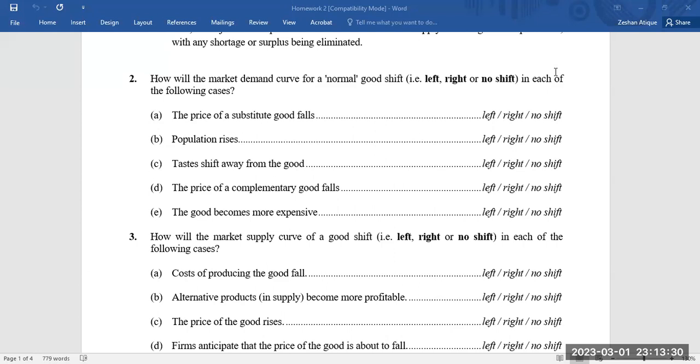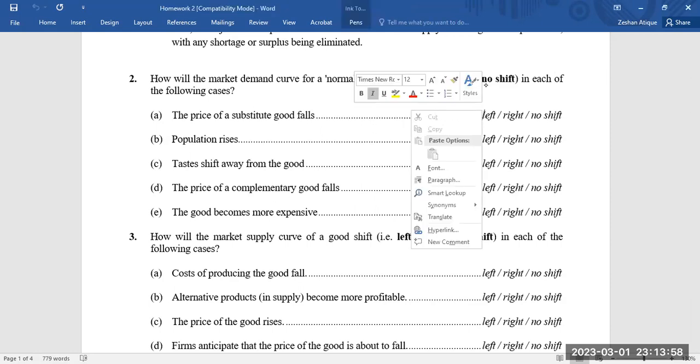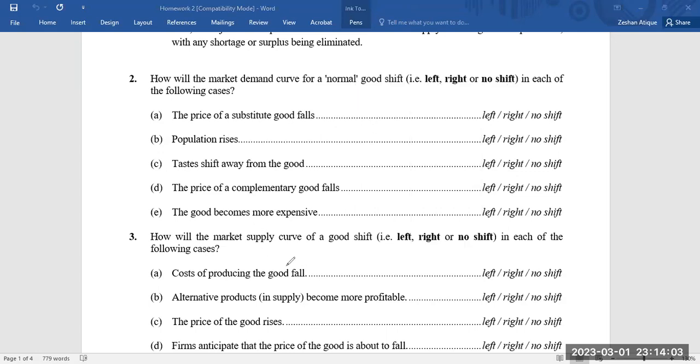What happens if the price of a substitute good falls? Say you are using both fuels, petrol and CNG together. If the price of CNG falls, which is a substitute for petrol, what should happen with the demand for petrol? The demand for petrol should fall. And when demand falls, the demand curve shifts to the left.